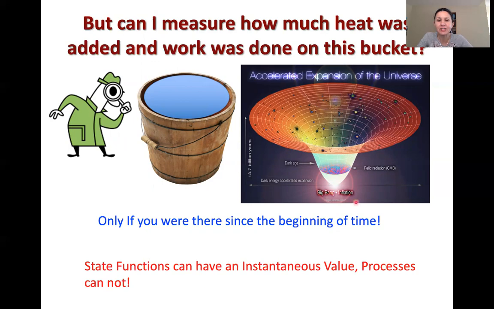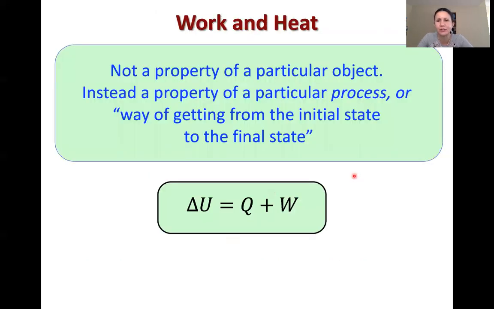So state functions have some instantaneous value that you can measure at that instant of time, as long as your system is in equilibrium, whereas processes cannot be measured. There's no such thing as the amount of heat or work that's contained in your system at some given time. So this distinction between state function and process is very important. It's going to be an important thing that comes up over and over in thermodynamics.